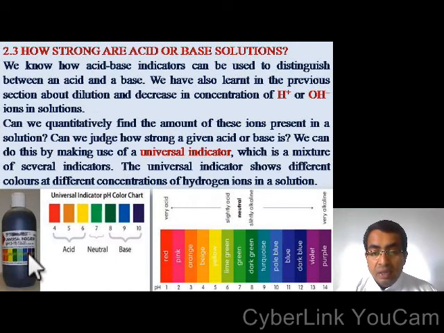You can see the universal indicator here, and the colors also you can see. So the acid, neutral, base. Here we can see it's a universal indicator. So we can use universal indicator, which is a mixture of several indicators.